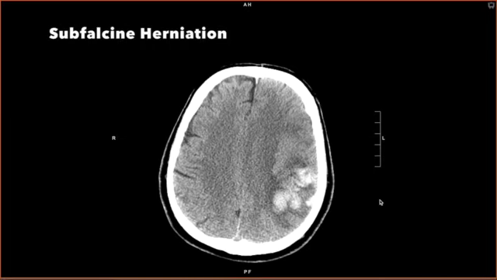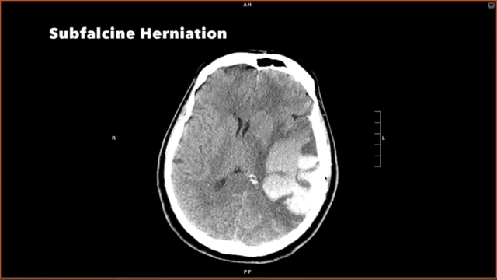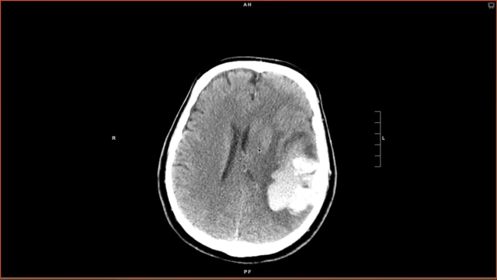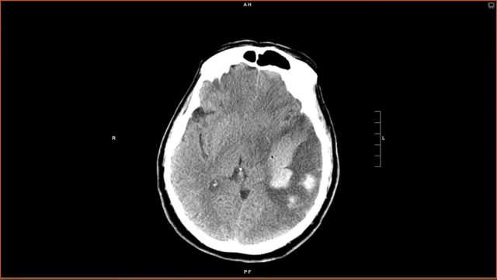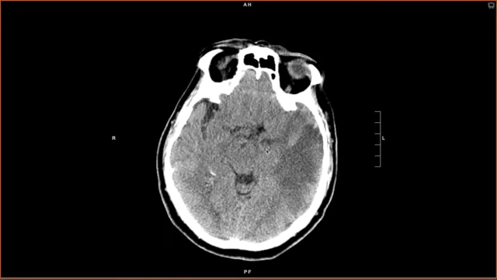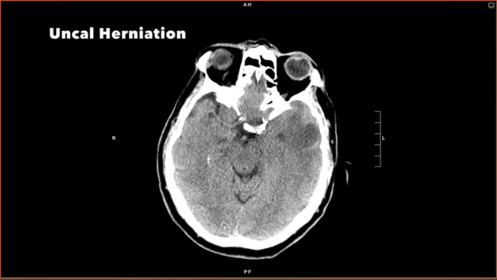The first is subfalcine herniation, called subfalcine because it refers to displacement of brain underneath the free edge of the falx here. In simplest terms, when you have midline shift, you're going to probably have a little bit of subfalcine herniation, as we do in this case here. The second place you're going to look for herniation is the suprasellar cistern. So we know that this is a suprasellar cistern here, and this here is the uncus on the left. And as you can see, there's displacement of the uncus slightly towards the contralateral side, or towards the right.